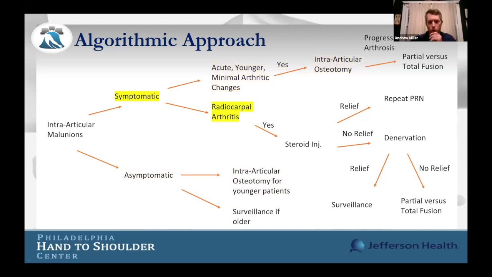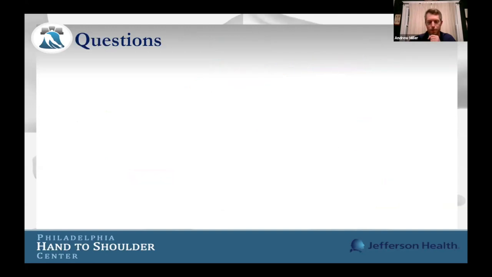If there's radiocarpal arthritis, and they're older, I would try steroid injection. And when they don't get any relief, that's when I would consider denervation. And if that fails, then partial versus total fusion, versus surveillance if they do get relief. So I'll end it there. I hope that wasn't too much time, and hand it back to Peter.